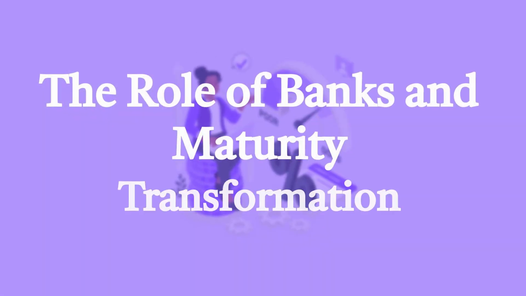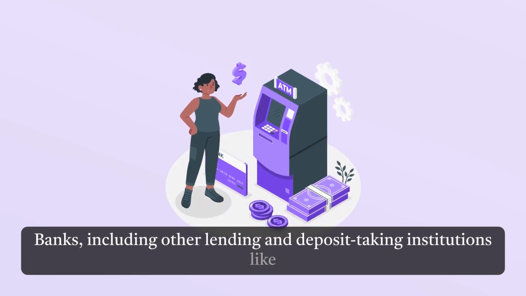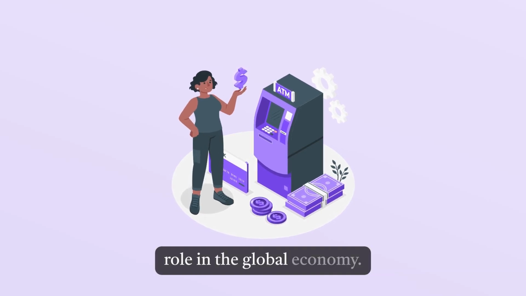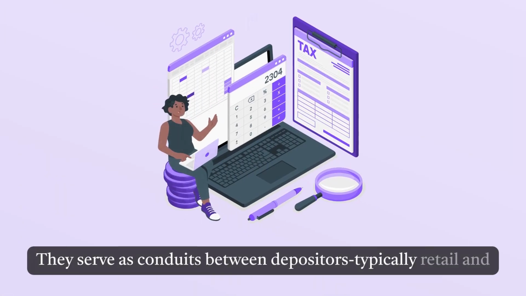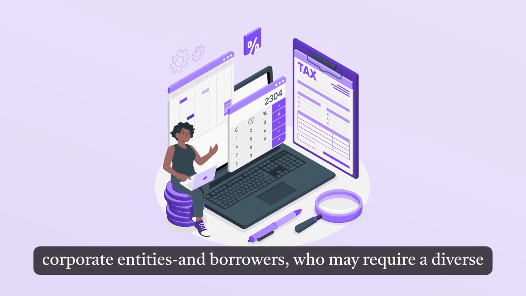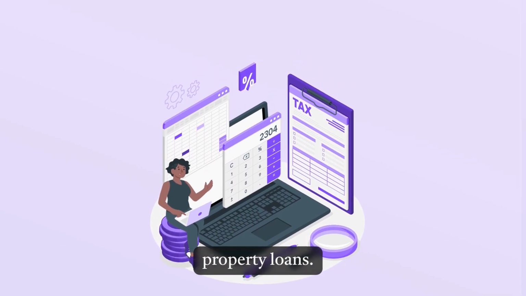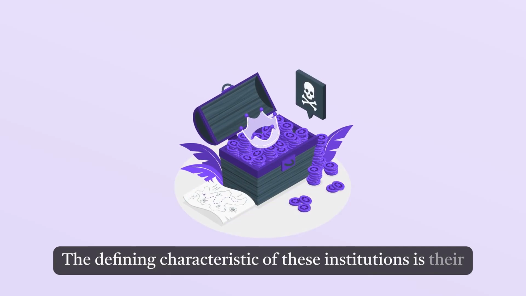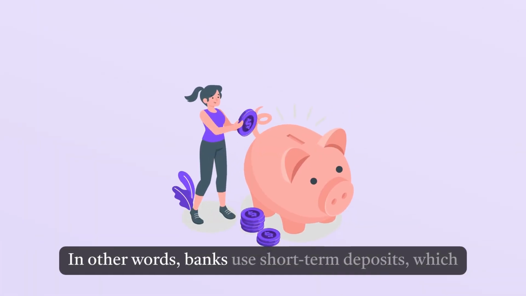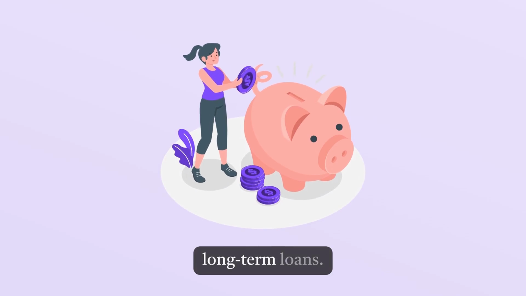The role of banks and maturity transformation. Banks, including other lending and deposit-taking institutions like building societies in the UK, play a crucial role in the global economy. They serve as conduits between depositors, typically retail, and corporate entities and borrowers, who may require a diverse range of loans, from short-term overdrafts to long-term property loans. The defining characteristic of these institutions is their ability to undertake maturity transformation. In other words, banks use short-term deposits, which can be withdrawn at short notice, to fund long-term loans.